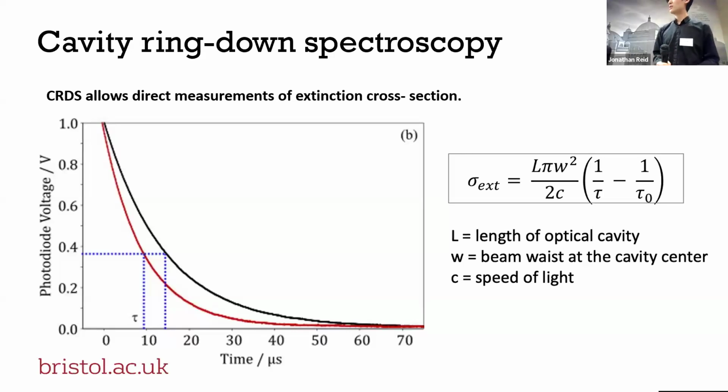And if there's a particle in the cavity, it will extinguish a small fraction of light, resulting in a faster ring-down decay than an empty cavity. The characteristic time for the light intensity to decay by 1/e is called the ring-down time, tau, and the extinction cross-section can be determined using the following equation, where R is the length of the optical cavity and W is the beam width.